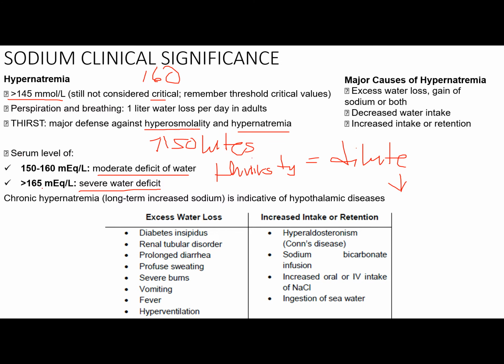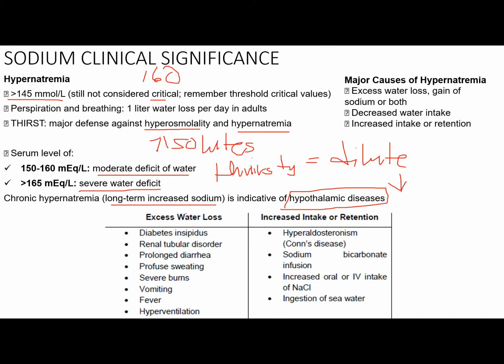So they use this levels class to indicate the hydration level of your body. Then we have chronic hypernatremia. This is a long-term increased sodium, indicative of hypothalamic disease. So there's a problem with your hypothalamus, class, if there is a chronic hypernatremia.